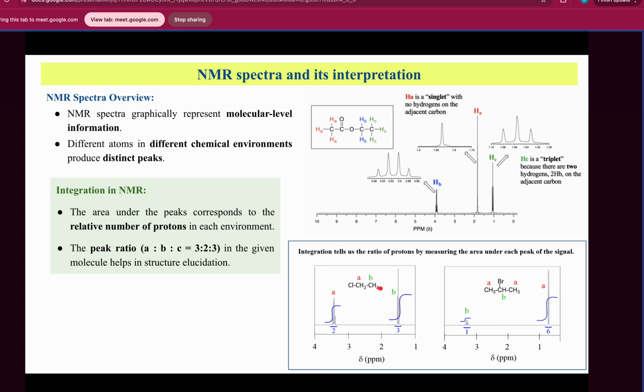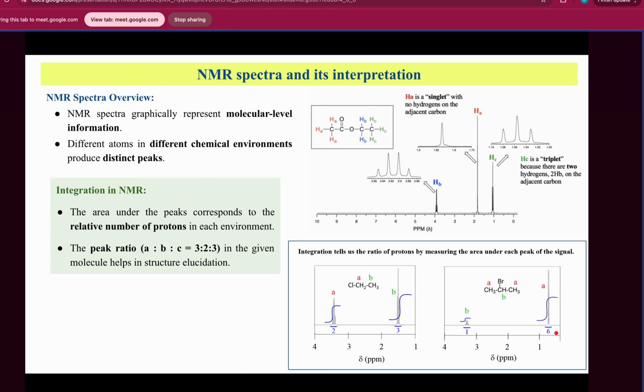Similarly, for B, which is CH3, it has 3 hydrogens. So after integration, we will get the peak value of 3, and the ratio of A to B will be 2:3. Similarly, in this case also, CH3 is present on these two different carbons. These hydrogens have similar chemical neighbors, which is CHBr. All the hydrogens present on both the terminal carbons have the same neighbors. So the hydrogens on both these CH3s are the same. They will only give a single peak.